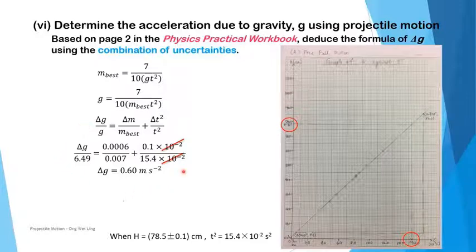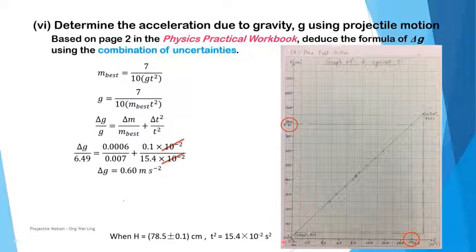How to get 15.4 times 10 to the power of -2? Due to the h being 78.5. Label the 78.5 on the graph of free fall motion, which is h against t squared. And the graph at the end will show the t squared is 15.4 times 10 to the power of -2 second squared.